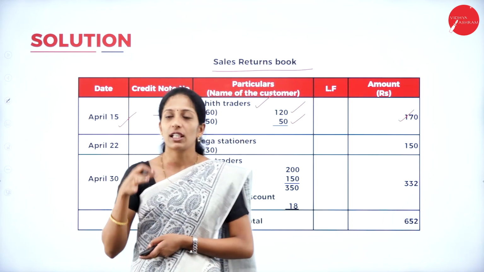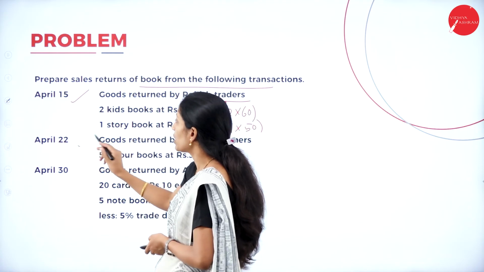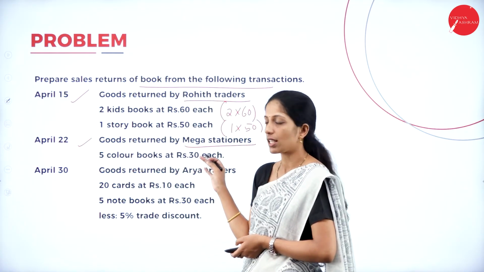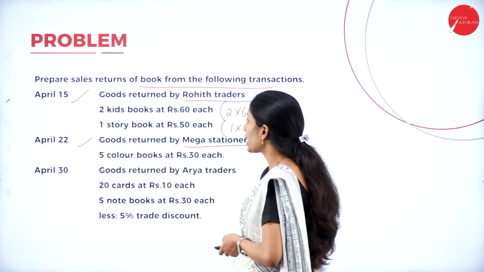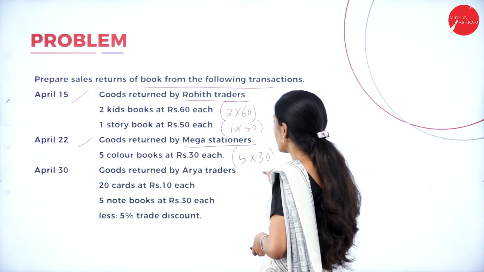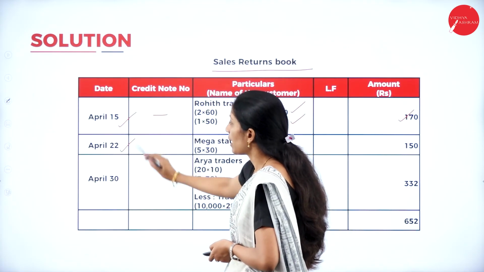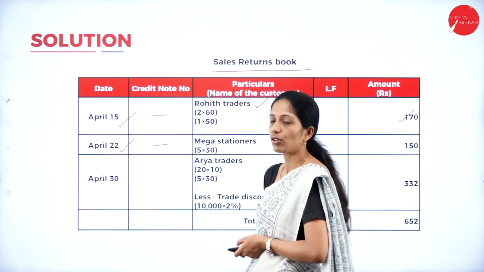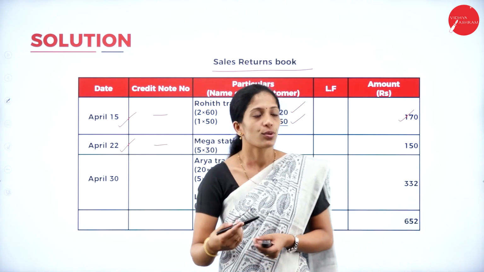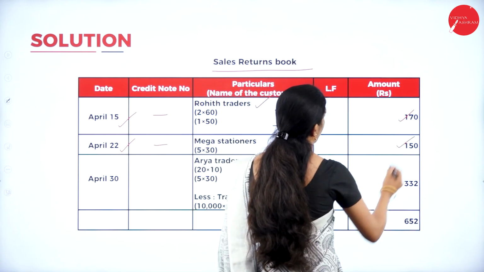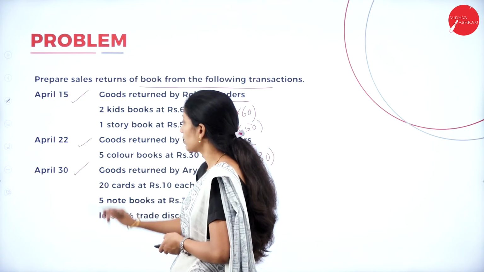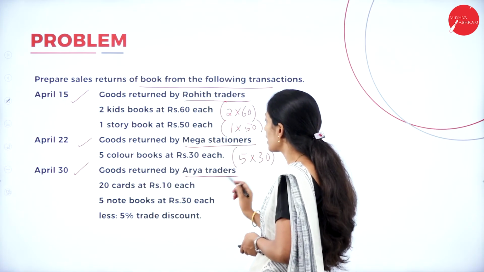In the same way, for the next transaction, April 22nd, goods returned by Mega Stationeries. The name of the customer is Mega Stationery. 5 color books at rupees 30 each. So 5 into 30. April 22nd, there is no credit note number. Mega Stationery, 5 into 30. So what is the amount? That is 150.